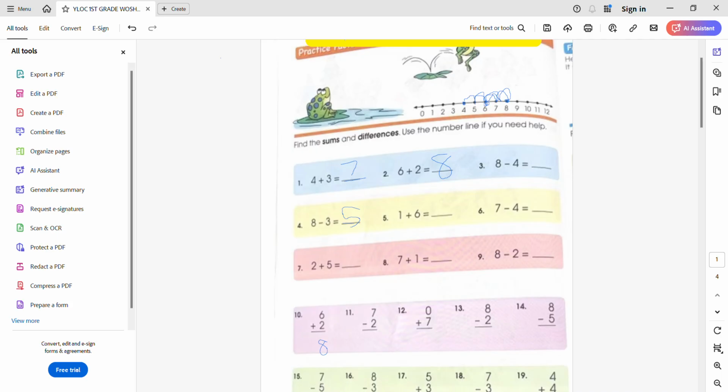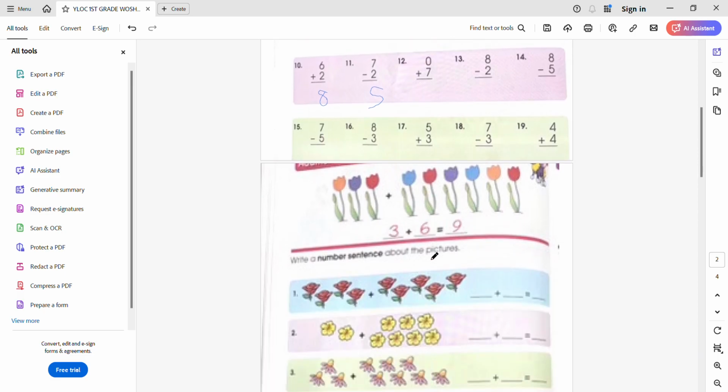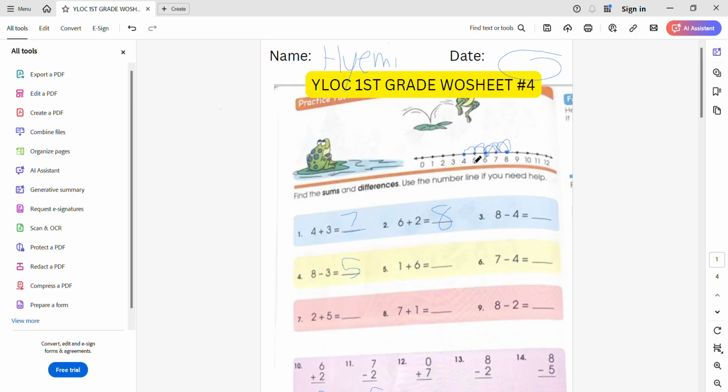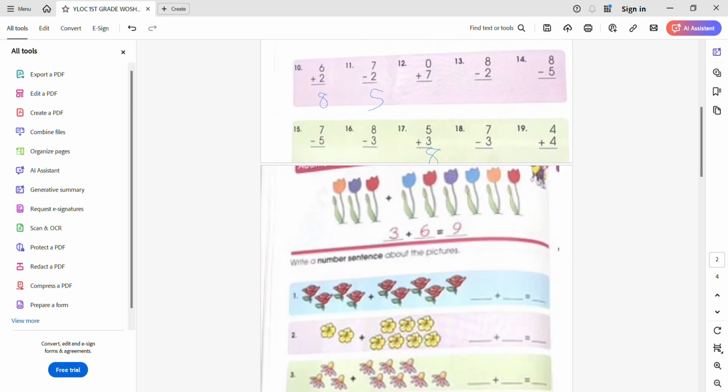7 minus 2, you subtract 2 from 7, so then it goes 6 and then 5. So 7 minus 2 equals 5. That 5 will be your difference. 17, 5 plus 3. 5 plus 3, you would move on the number line from 5 over here. You go 1, 2, 3. You arrive at 8. 8 will be your answer.